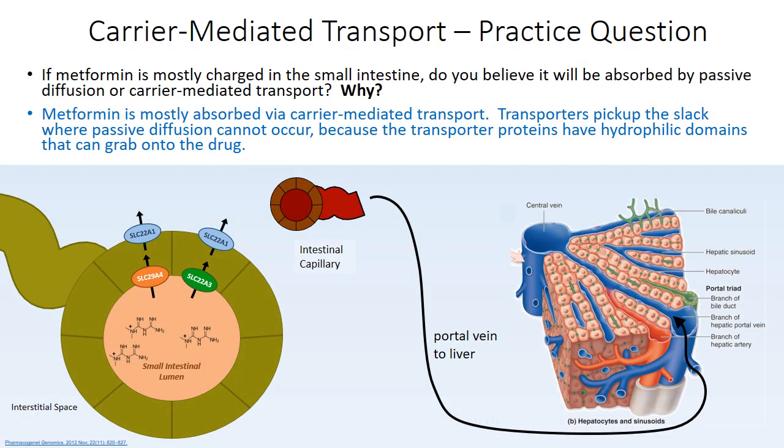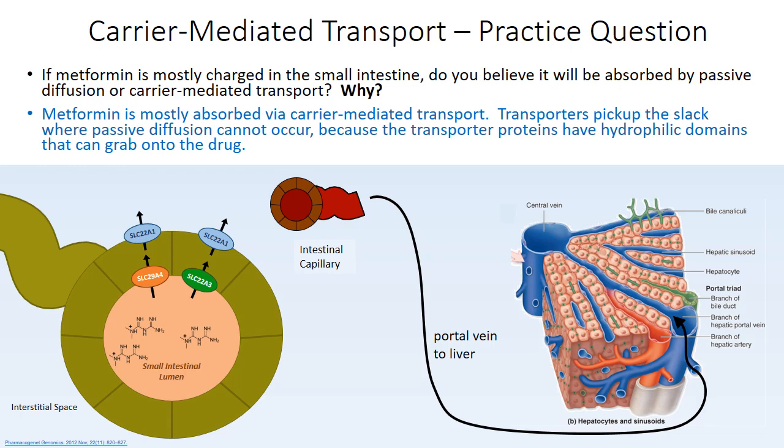So metformin is mostly charged in the small intestine. So will it be absorbed by passive diffusion or carrier-mediated transport? Well, we know it's absorbed because it works systemically. The chances of it diffusing should be fairly low because it's charged and it has a lot of hydrogen bond groups, amines and things, so a lot of other nitrogens, so it's likely not going to be diffusing at all. So it must use carrier-mediated transport. So something must grab onto it and force it through that membrane, and that's going to be the hydrophilic pocket in a transporter.